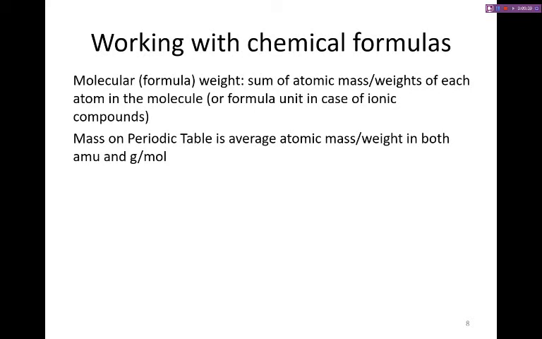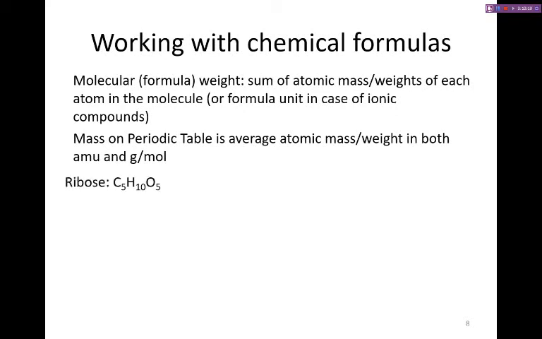And these we can find using the periodic table by taking the average atomic mass of each element and summing them together. We've talked about before that the periodic table shows the average atomic mass in AMU and grams per mole. We're going to leave the AMU behind at this point in the semester and focus more on grams per mole because we're getting into more large-scale chemicals.